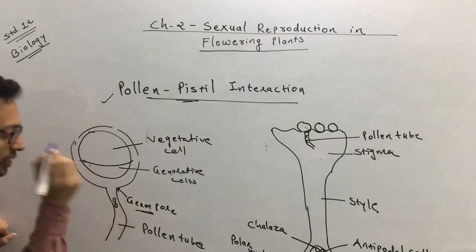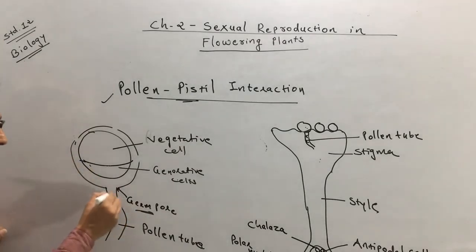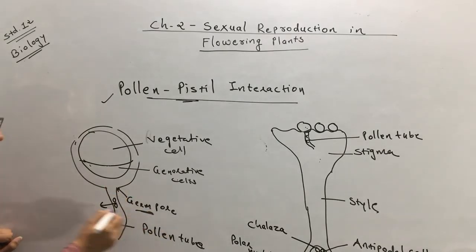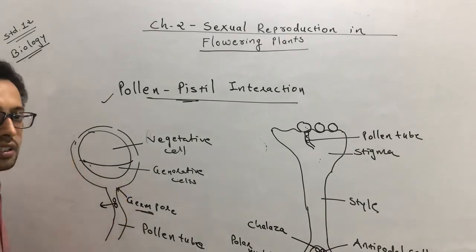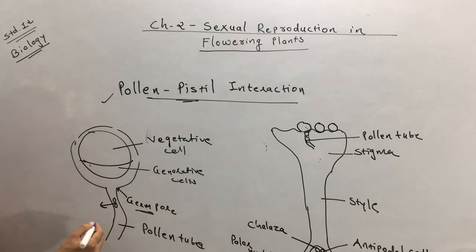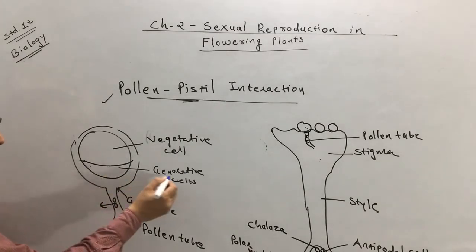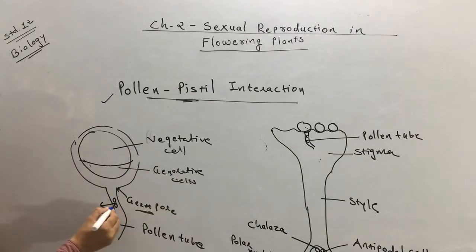The cells go over there. The cells enter into the pollen tube. So these are the vegetative cell and the generative cell which come over here. Now what happens from this vegetative and generative cell? The generative cell, this generative cell. Okay, one generative cell.